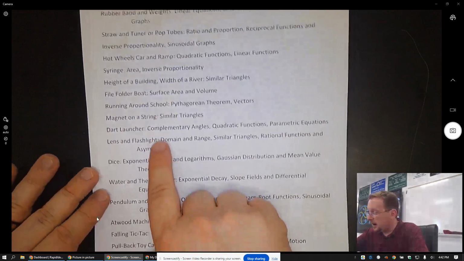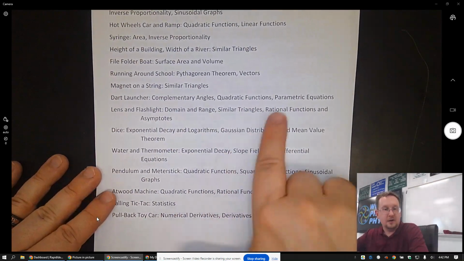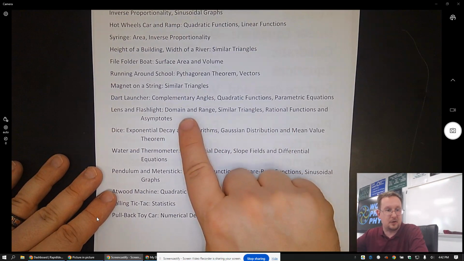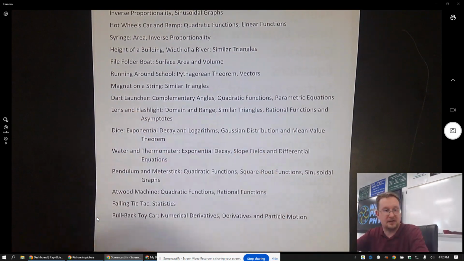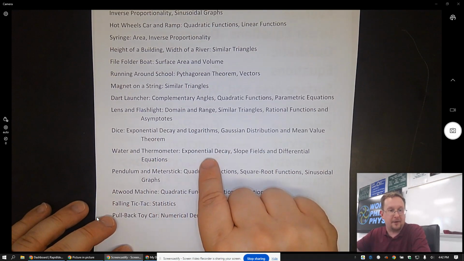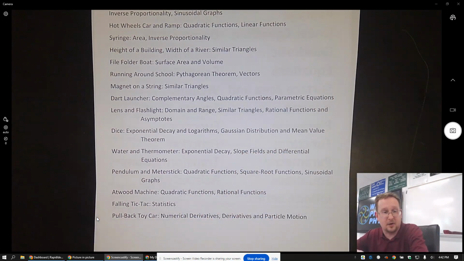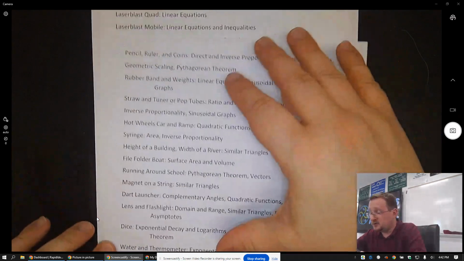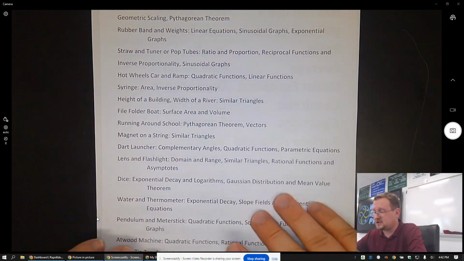That you can do quadratic functions and parametric equations with a dart launcher. You can do rational functions and asymptotes, or even teach basic domain and range with a lens and a flashlight, things that you can get at Dollar Tree quite easily. That if you have a water and a thermometer, you could do exponential decay, and teach things as complicated as slope fields and differential equations. These are all things that you can teach at whatever level of math you teach using basic stuff that you can find or buy just from Dollar Tree or from really cheap places.